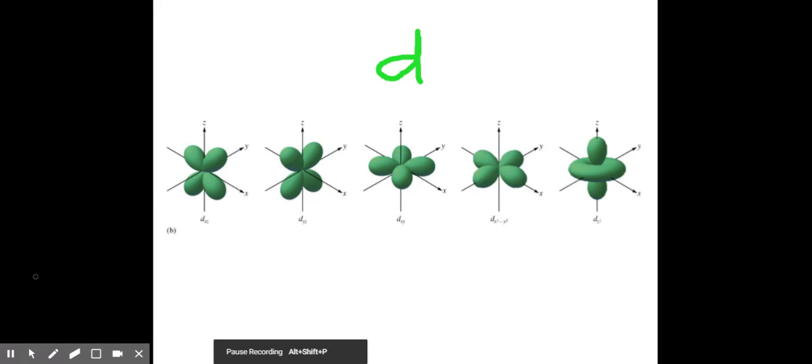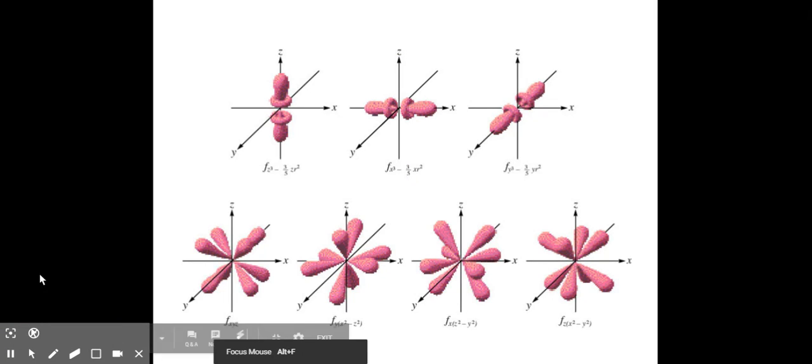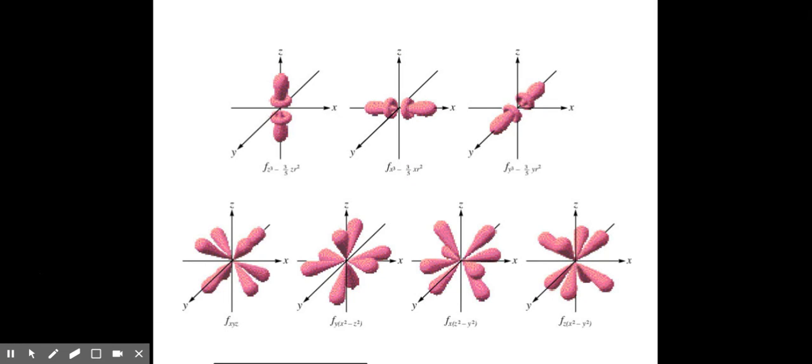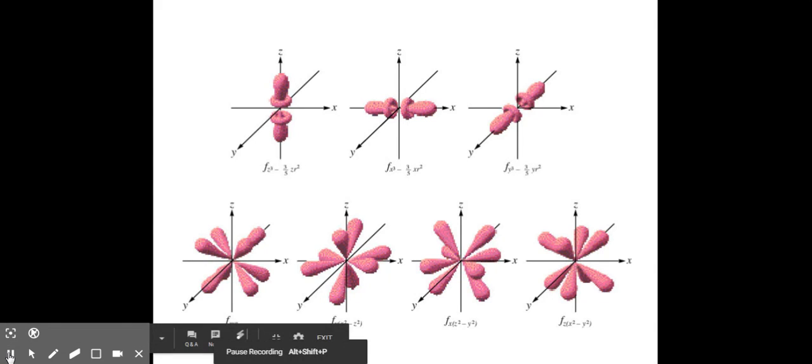The next ones are the d orbitals. There are 5 of them: 1, 2, 3, 4, 5. There's 4 daisies and 1 donut. It's a corny way to think about it, but that's a good way to think of how the d orbital looks. Now the f orbitals, the shape is not tested, but this is what they look like. They're very fancy. These are the f orbitals.